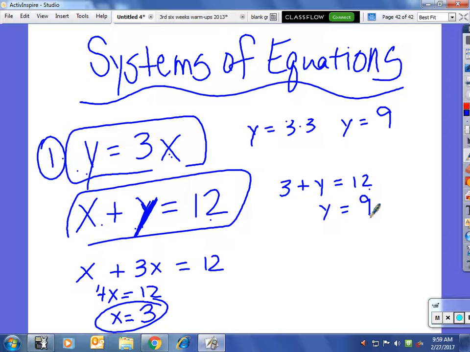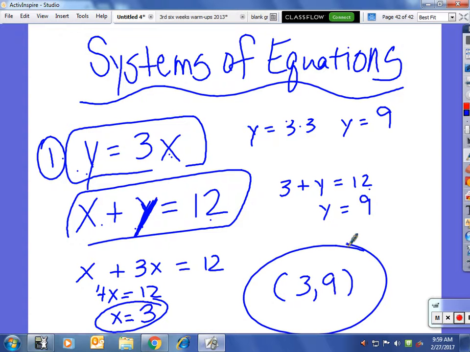You could write it like two separate answers, x equals 3, y equals 9, but those two numbers go together as a point. I would write it like this. That's the point where these two lines do what? That's where they intersect.